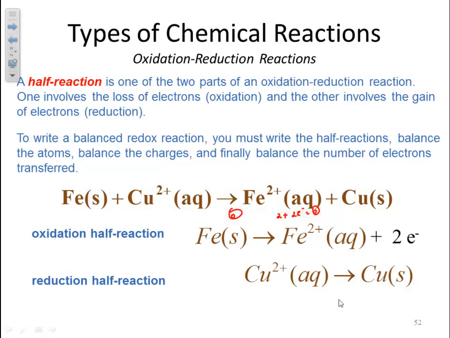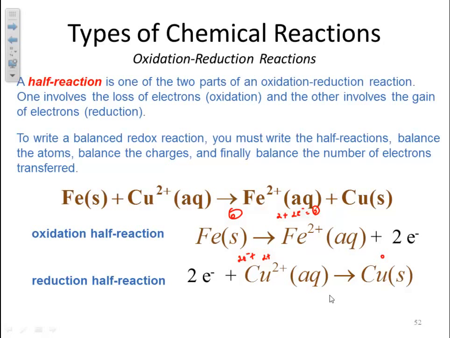Same thing is occurring with the copper. I have a total of a 2+ charge on my reactant side and a 0 charge on my product side. So I'll have to add 2 electrons to my reactant side, which makes sense. For reduction, it takes on electrons to get them to be both equal to 0. They're not always equal to 0, but they must be equal to the same amount on both sides. So I add 2 electrons.